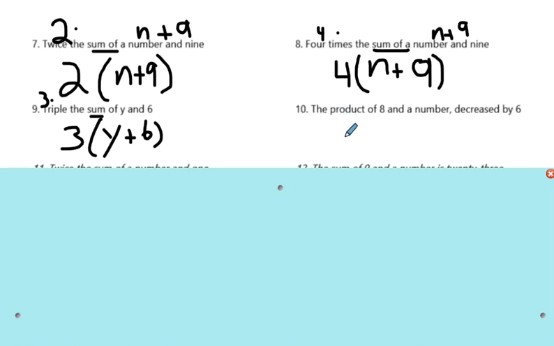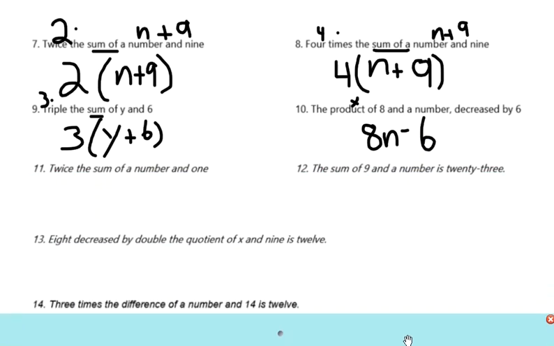And number 10, the product of 8 and a number decreased by 6. We're multiplying 8 and a number. I don't need to use the multiplication sign, so I would just say 8 and a number, the product of 8 and a number, decreased by, which means minus 6. There's no need for parentheses here because the product of 8 and a number isn't being multiplied by anything. It's just being decreased by 6.